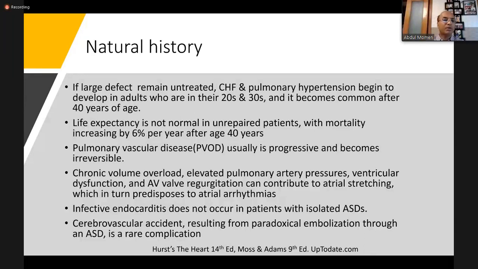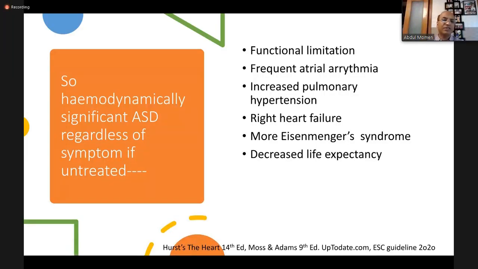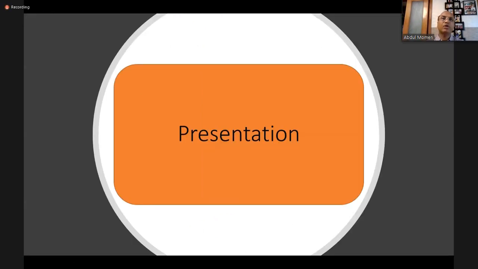So hemodynamically significant ASD, regardless of symptoms, if untreated, what is the problem? Functional limitation, frequent atrial arrhythmia, increased pulmonary hypertension, right heart failure, more Eisenmenger syndrome, and decreased life expectancy. So this is not true. The ASD should not be closed. There is no benefit. So both mortality benefit and morbidity benefit occurs even after the age of 40, because the chance of the mortality increase 6% per year after the age of 40 if untreated.